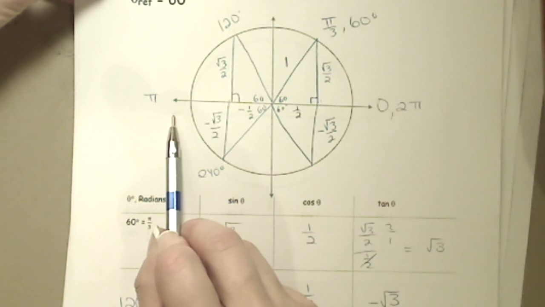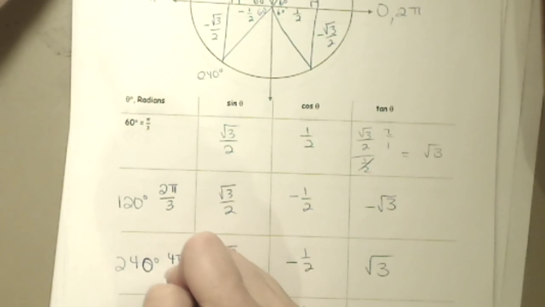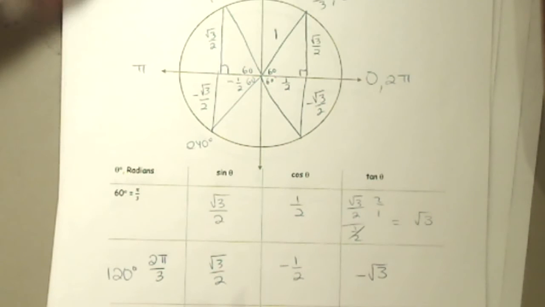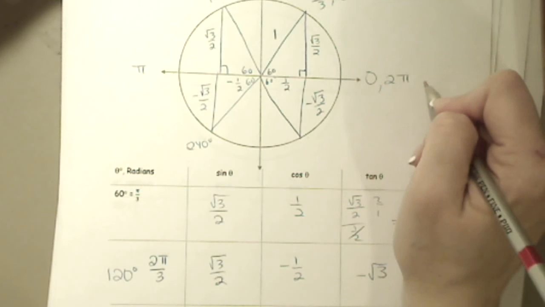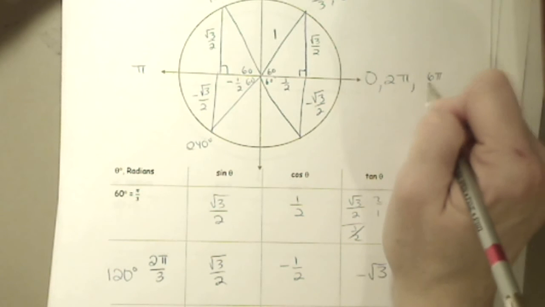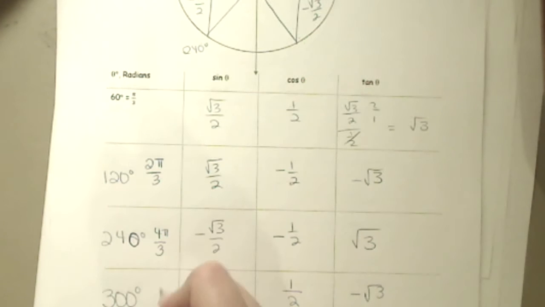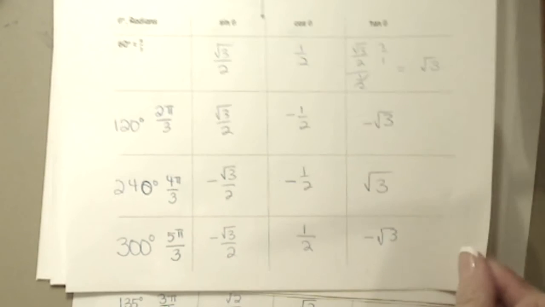240, 3 pi over 3 plus another pi over 3 is going to make it 4 pi over 3. And last but not least, 300 degrees, which is 2 pi, which is 6 pi over 3. Take away a pi over 3, makes it 5 pi over 3. So these are all our trigonometric values with a reference angle of 60.